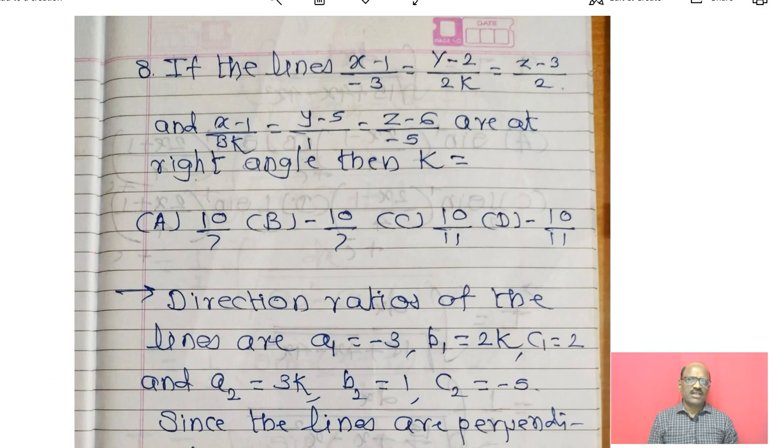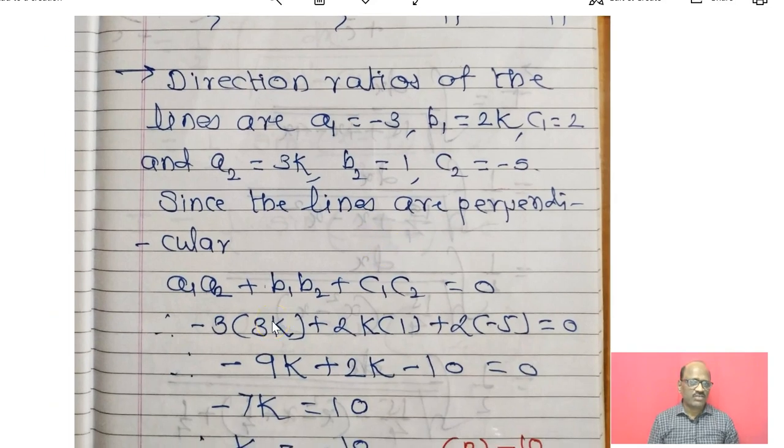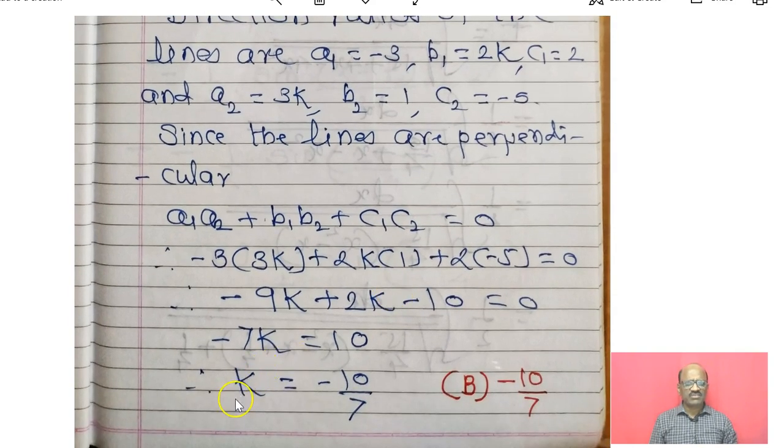Now next question is from the lines, that is, if the lines (x minus 1) upon minus 3, (y minus 2) upon 2k equals (z minus 3) upon 2, and (x minus 1) upon 3k, (y minus 5) upon 1, (z minus 6) upon minus 5 are at right angles, then find the value of k. Now the direction ratios of the lines are a1 is minus 3, b1 is 2k, c1 is 2, and a2 is 3k, b2 is 1, and c2 is minus 5. Since the lines are perpendicular, therefore a1 a2 plus b1 b2 plus c1 c2 equals 0. Simply substitute the values and you will get k is equal to minus 10 upon 7, and hence option B is the correct one.